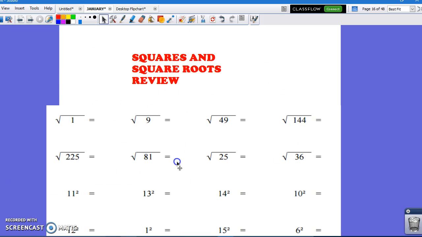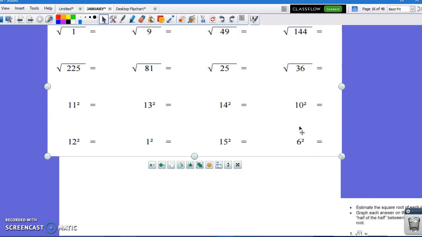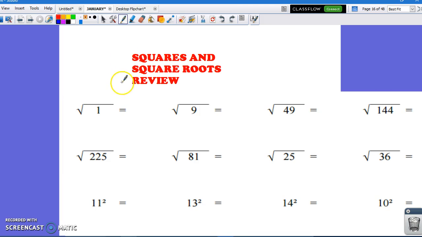So this next review talks about squares and square roots. All right, here we go. Let's get back to the basics. Remember, square roots are what number times itself will give you the number that you're looking for. This is 1. So what times what will give you 1? Your answer is 1. 1 times 1 is 1.